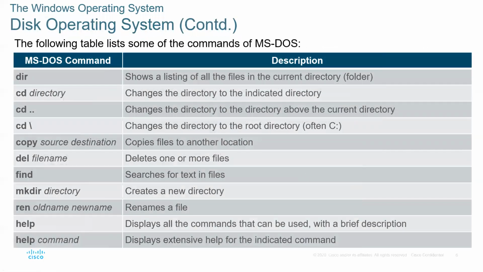All right, so there are some basic commands of MS-DOS, and these still work within the command line today. You have dir, which shows a listing of all the files in the current directory or folder. cd is change directory to whatever one you specify. If you want to go back one directory, you can use cd .. If you want to go back to the root directory, which is often referred to as the C drive, you would go cd\.